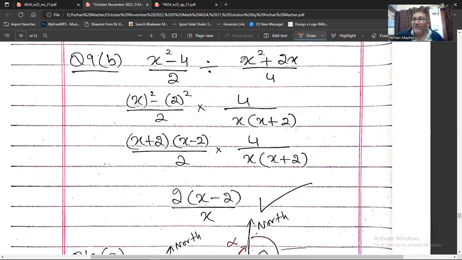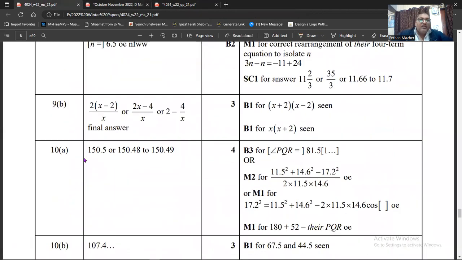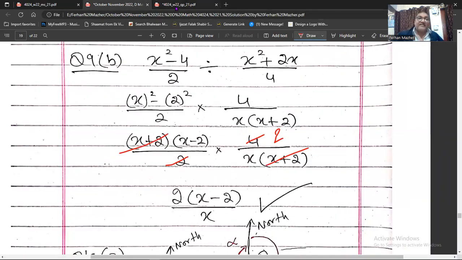So this fraction will flip, and you will have 4, and in the denominator you take x common, so x bracket x plus 2. This is a squared minus b squared, that is (a plus b)(a minus b), so it will be x plus 2 in one bracket, x minus 2 in the other bracket. So this and this will be cancelled. The 2 and the 4 will be cancelled. So you will have 2 bracket x minus 2 divided by x. 2(x minus 2) divided by x is the final answer, and that is right.